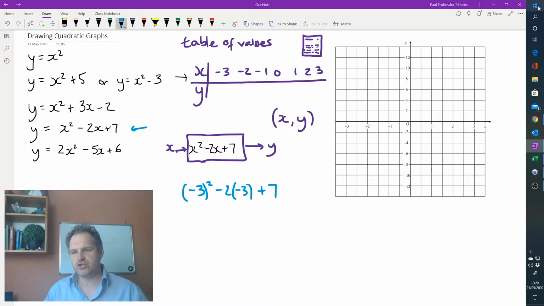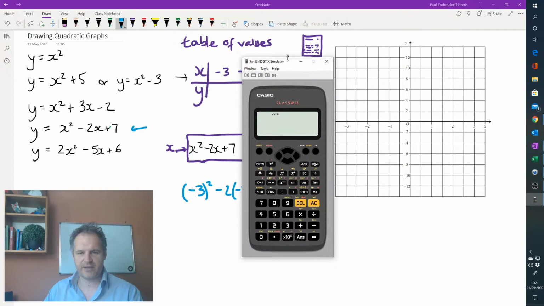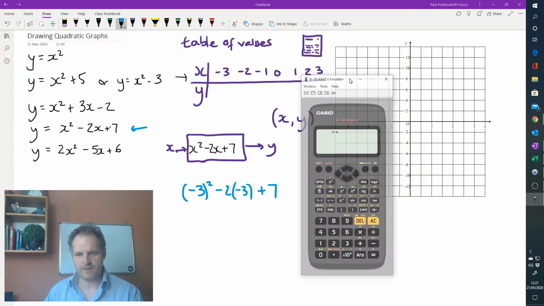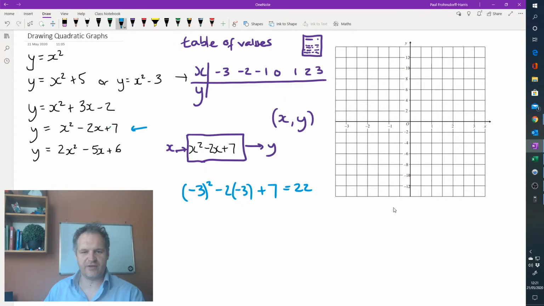Now I believe I can show you this. If I type in fx and go to here, and I want to carry on with my current license, there's my calculator, and I move it over here. If I type in brackets minus 3 close brackets squared minus 2 brackets minus 3 close brackets plus 7, it will tell me the answer is 22, which is really useful.